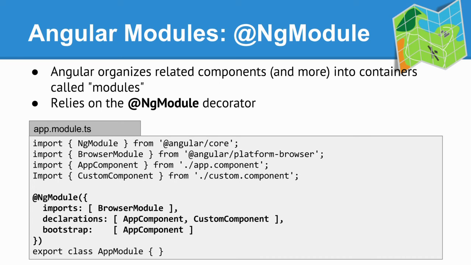So that's what this is. I'm declaring that this module is going to have AppComponent available to use and whatever CustomComponent is. Now there's the bootstrap. That means AppComponent. That's my root component. That is the container that loads everything else. All right, so that's a quick overview.